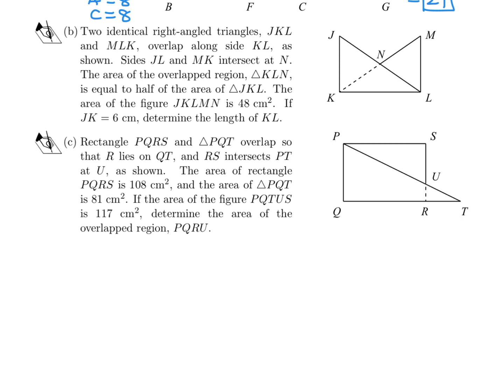Okay. So JK is 6, so label that. And then I'm going to label these regions A. And the reason I'm confident about that is the symmetry of the diagram, but also they say that KLN is half of JKL. So KLN is half of JKL.